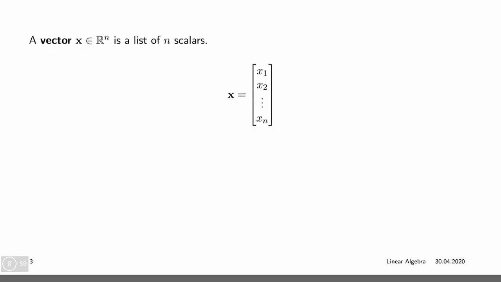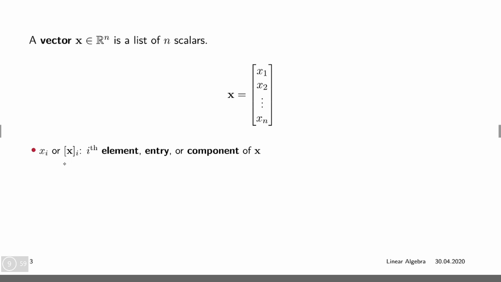Vectors are a way to put scalars into a list. A vector x, for example here an element of R^n, the real numbers to the dimension n, is a list of n scalars, where each of those scalars is a real number. By convention, we typically represent vectors as column vectors. We would write all the n individual scalars, x1 through xn, on top of each other, and each xi is the ith entry or element of this vector.